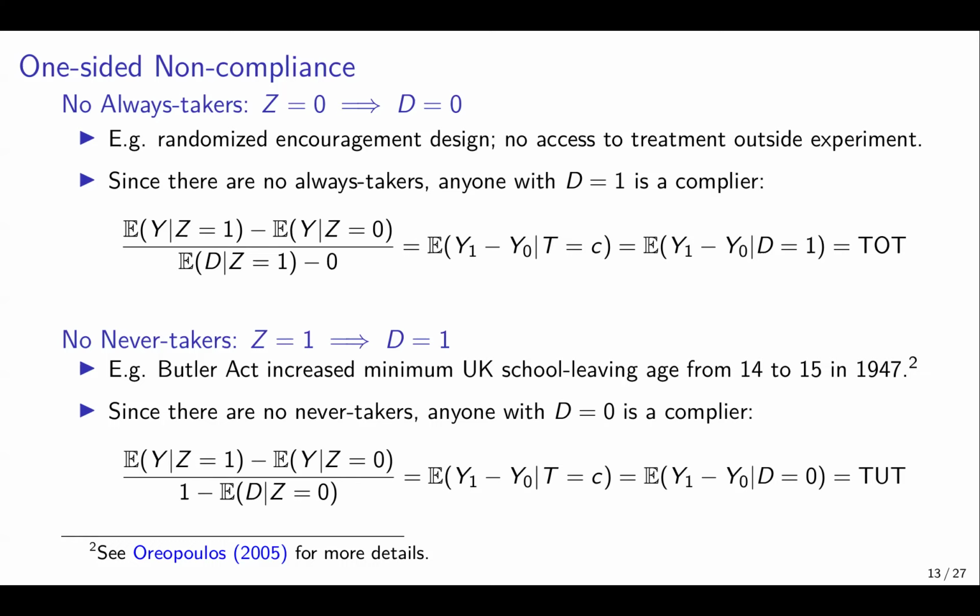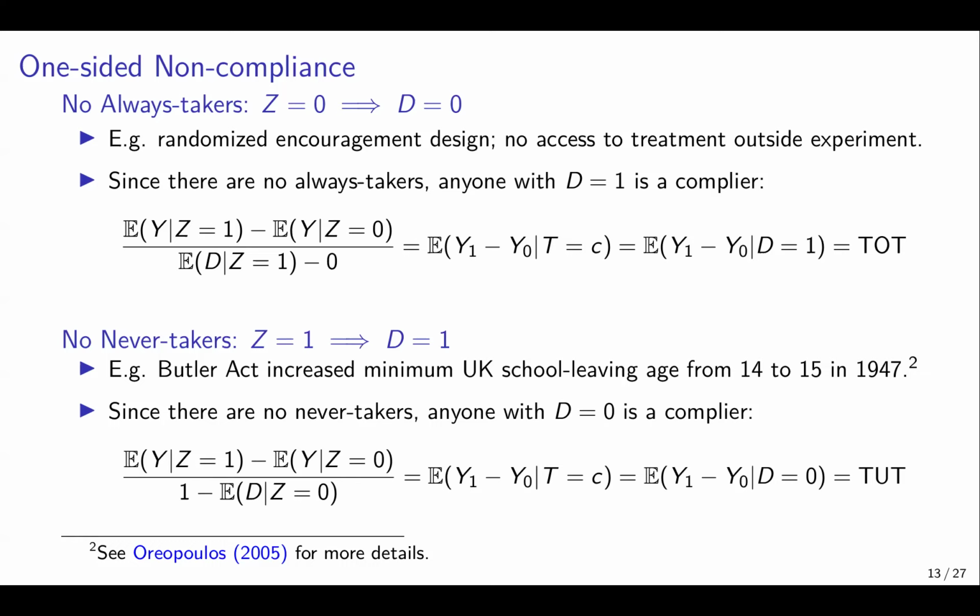So again, we only have 2 of the 4 compliance types here. We have always takers and we have compliers. The other types can't exist. The reason they can't exist is because of the nature of the policy itself. So in this example, Z equals 1 implies D equals 1. So the expected value of D, given that Z is 1, is just 1. That simplifies the denominator of the Wald estimand. And in this case, as usual, so there's no contradiction, the Wald estimand identifies the local average treatment effect.